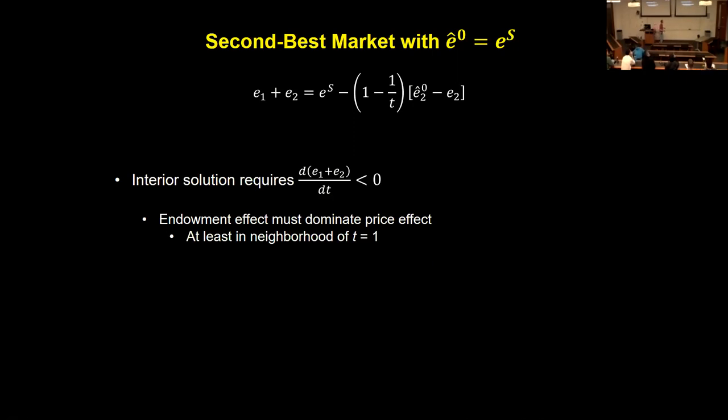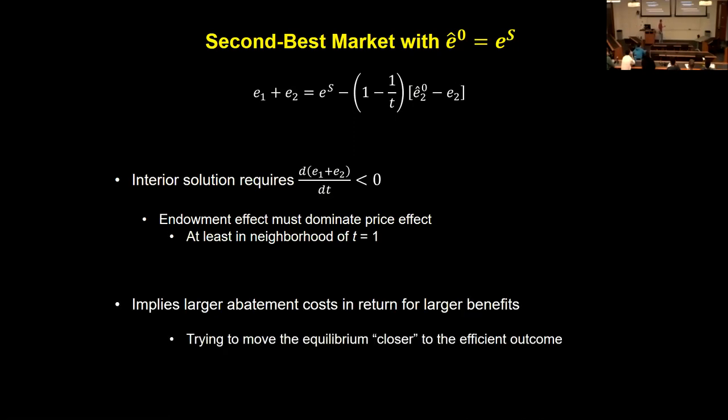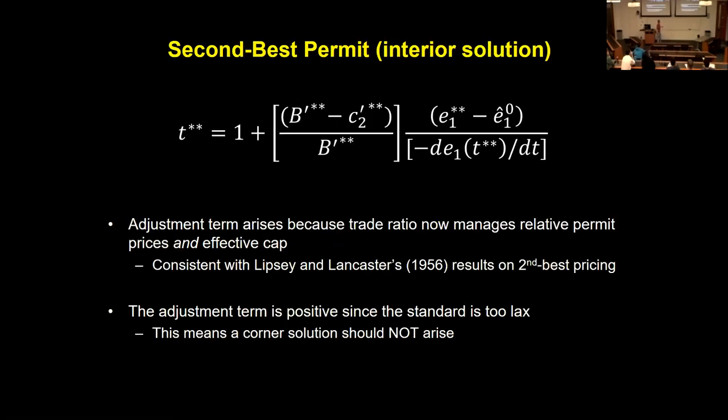And if that's the case, then the interior solution might be viable. And so for that to happen, the endowment effect has to dominate the price effect. So of course this implies larger abatement costs, because now you're having people abate more, but in return you're going to get larger benefits. And what we're trying to do here is move closer to that efficient equilibrium. I mentioned that before, but I didn't really show you that, but here I'm going to show you that.